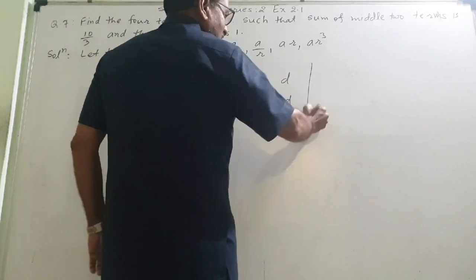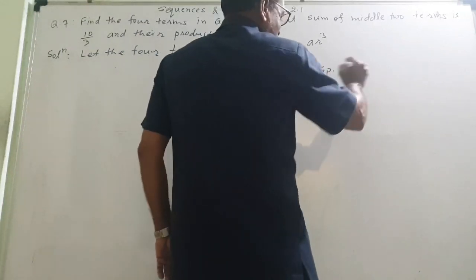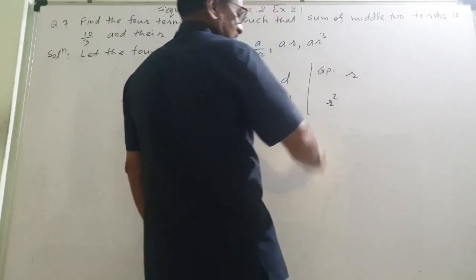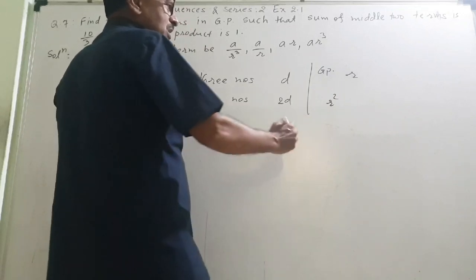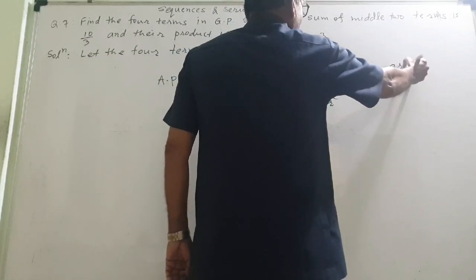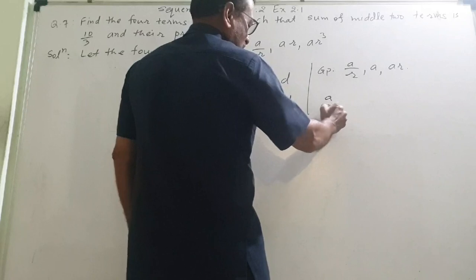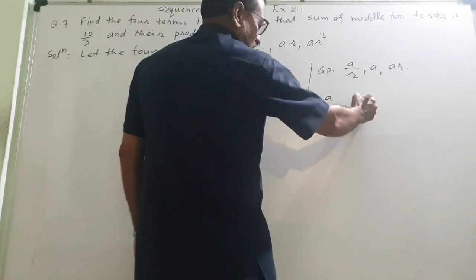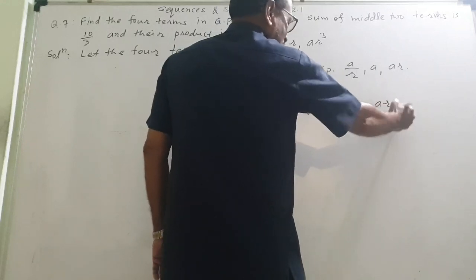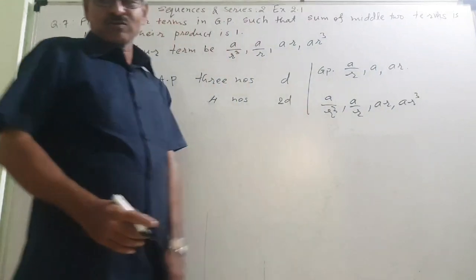Similarly, for GP, 3 numbers, ratio is r. For 4 numbers, ratio is r square. So 3 numbers were assumed like this, a upon r, a and ar. Here, a upon r cube, a upon r, then ar and ar cube. This way we have to assume.